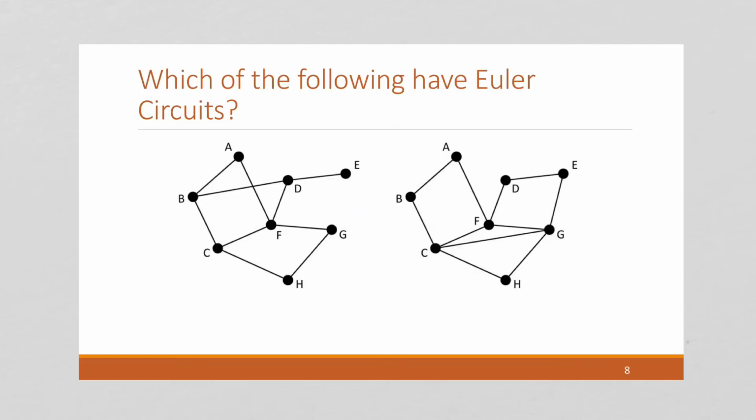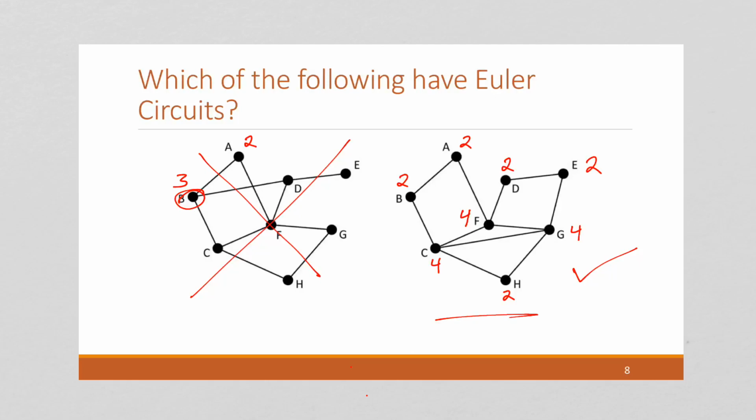So last slide here. Which of the following have Euler circuits? Well, again, I'm just going to start counting the edges coming into vertices. So A has a degree of 2, B has a degree of 3. Whoops. Right now, I can rule this out. It does not have an Euler circuit because of that 3. Let's do the second one. We've got 2, 2, 1, 2, 3, 4, 2, 4, 1, 2, 3, 4, 4, 2, and 2. Hey, everything has an even degree, which means an Euler circuit exists here. All right, so this one has an Euler circuit.